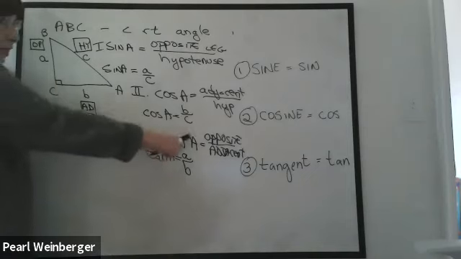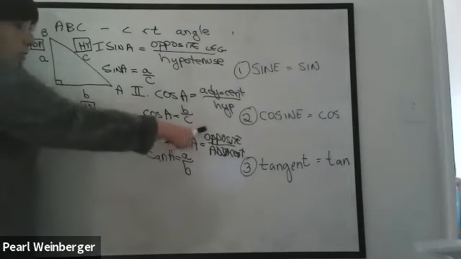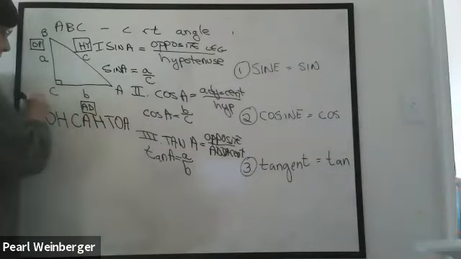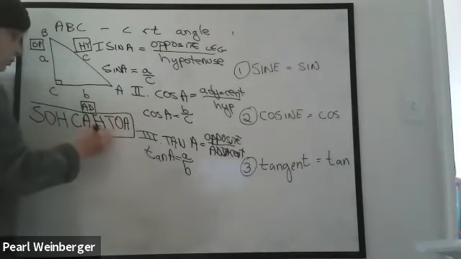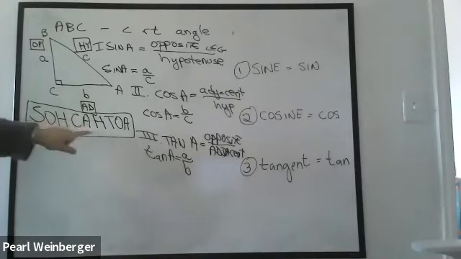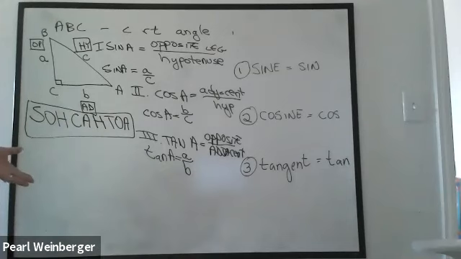Remember, sine, we said, is opposite over hypotenuse. So let's write sine is opposite over hypotenuse. And this thing I just wrote, which we read SOHCAHTOA, is what's called a mnemonic device. A way of remembering, because that's the important thing here, what is the sine, what is the cosine, and what is the tangent.